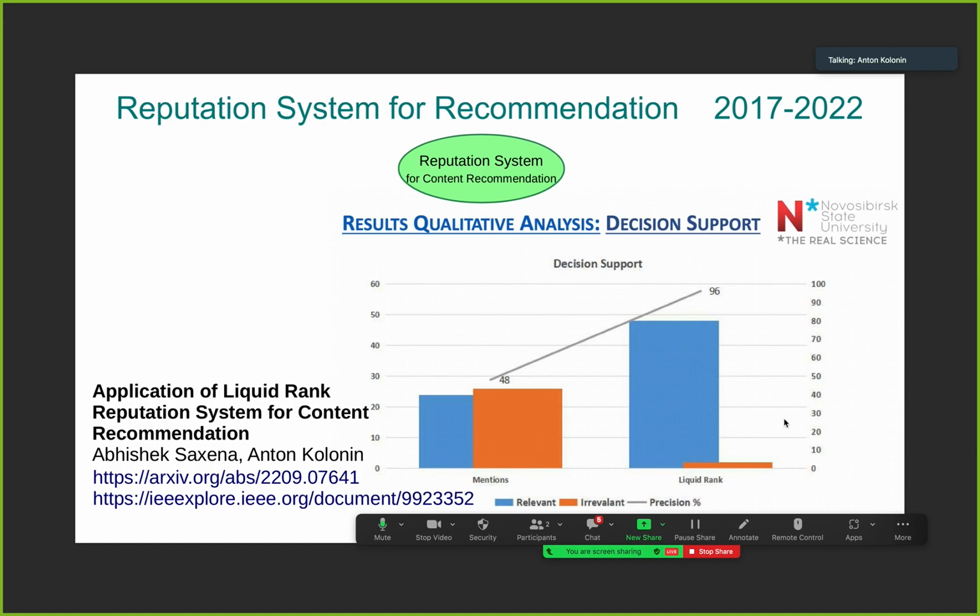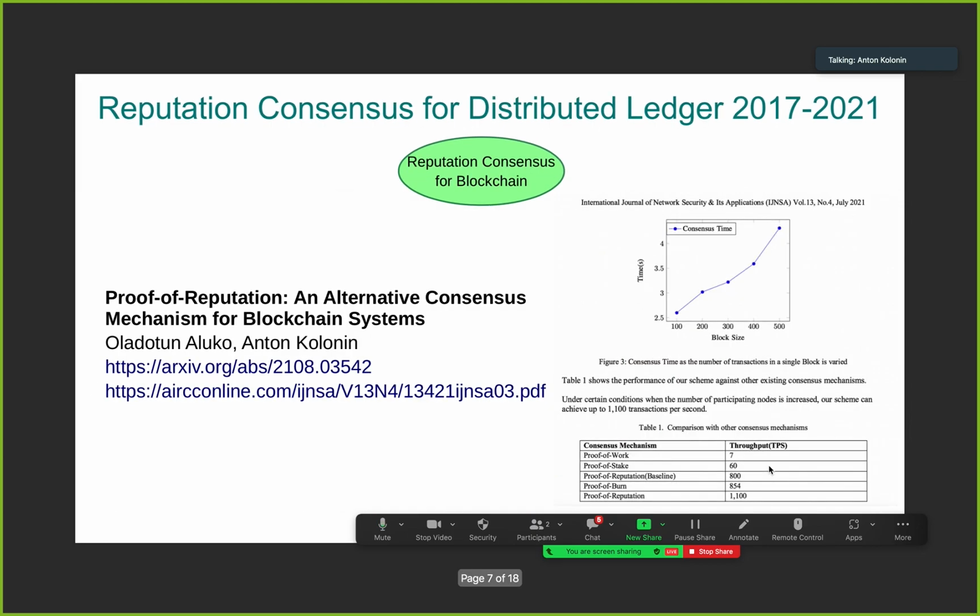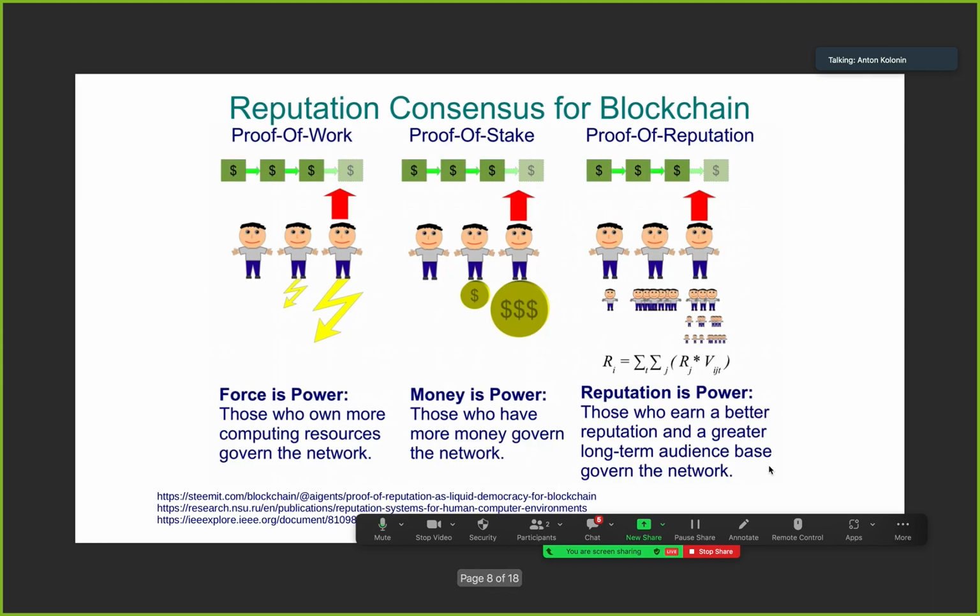And on this bar chart you can see that when the liquid rank reputation system is implemented, we can get much higher correct recommendations and a pretty low percentage of irrelevant recommendations. Also, another of my students has implemented a prototype of a blockchain consensus mechanism based on that weighted liquid rank algorithm. So actually he has implemented reputation consensus for an arbitrary blockchain, and the picture on this slide is showing how it works.